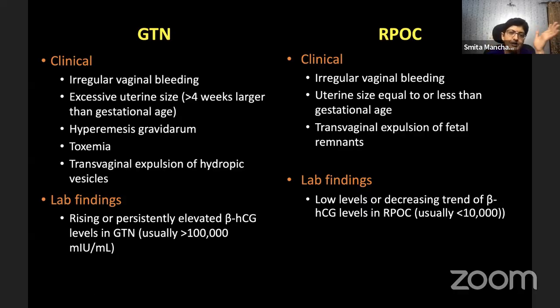The patient just presents in casualty with an excessive bout of bleeding. So in terms of GTN, because the beta HCG levels are very high, the patient may have a hyperemesis gravidarum with excessive uterine size, or even may give the history of a transvaginal expulsion of the hydropic vesicles, may have toxemia. Beta HCG levels are very high. RPOCs, usually the beta HCG levels are lower.